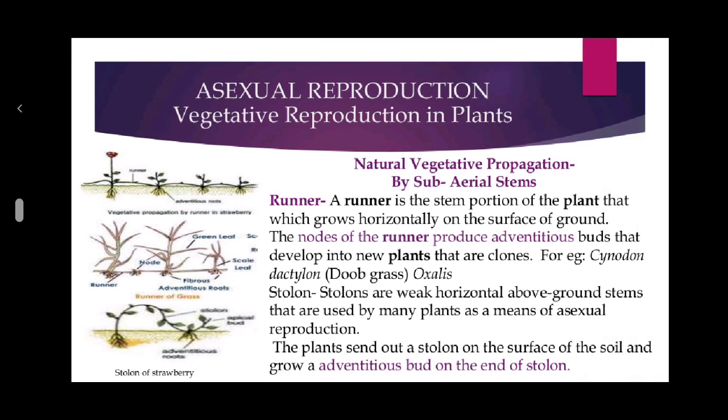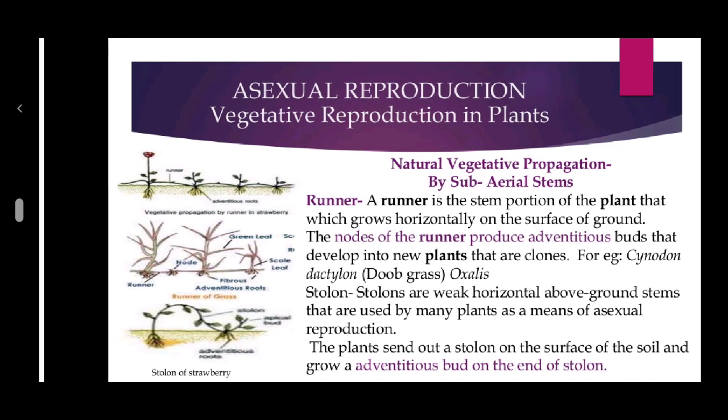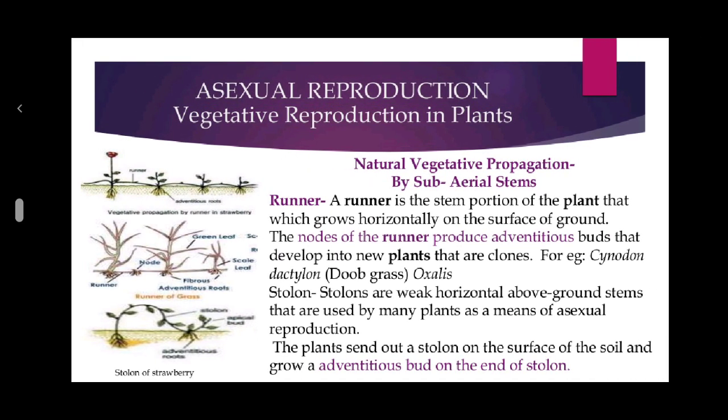Next is vegetative propagation in plants by the subaerial stem. The types are the runner, sucker, stolon and offset. The runner is the stem portion of the plant that grows horizontally on the surface of the ground, and the nodes of the runner produce adventitious buds which develop into plants and form a number of clones. The best example of that is oxalis or common grasses.